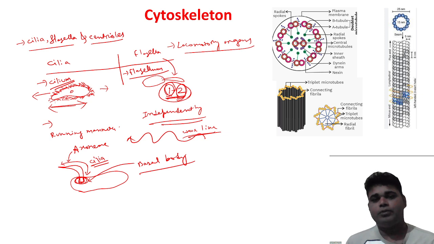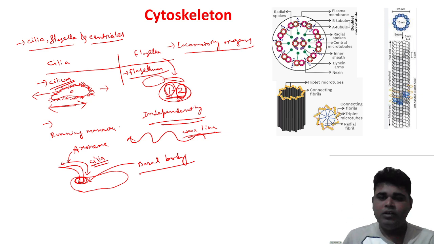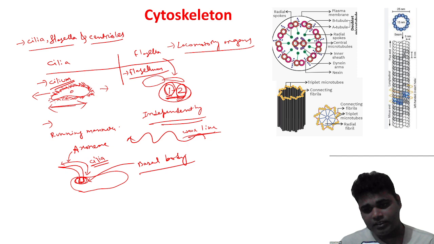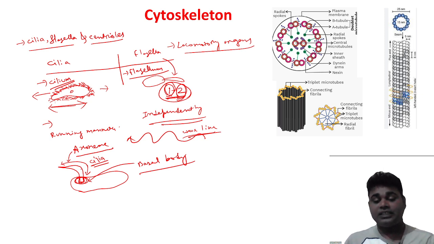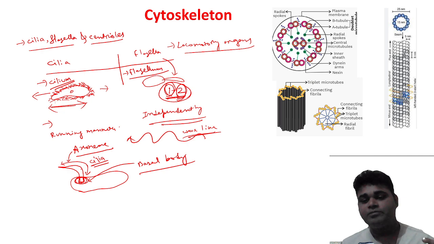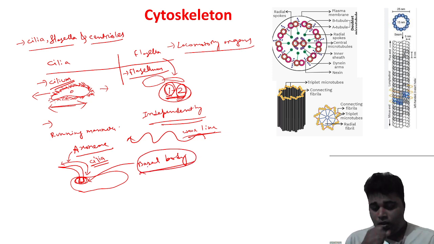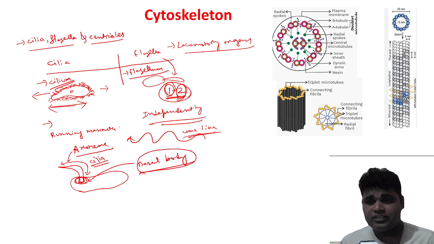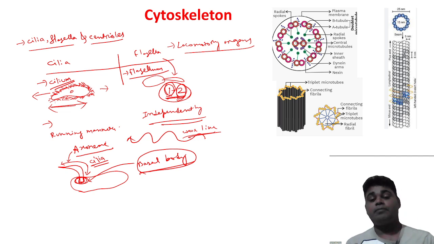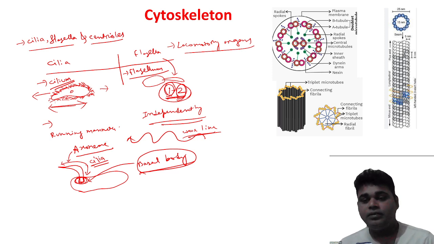Again, it is the same for the flagella. That means the flagella also has the same structure. The outside structure of the flagella is called the axoneme, while the structure which is present inside the body or in the cytoplasm is called the basal body. So this is the main structural division in the cilia and the flagella. They have two different parts: one is the axoneme, another is the basal body.